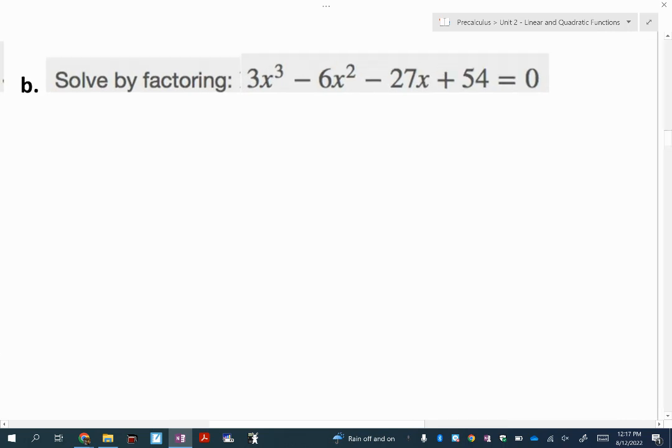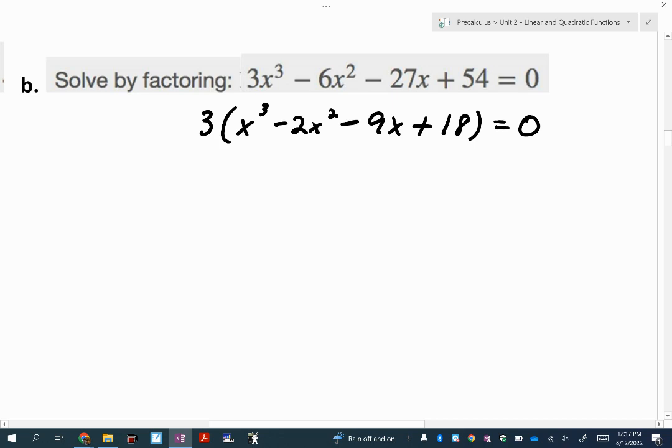Let's do B. Personally, I'm going to take out the 3. They all have a 3 in common. So I'm going to factor out that 3 to get 3 times x cubed minus 2x squared minus 9x plus 18. Then because of that 3, I just ignore it, and I just focus on this x cubed minus 2x squared minus 9x plus 18. That's all I care about. I'm going to factor that by grouping.